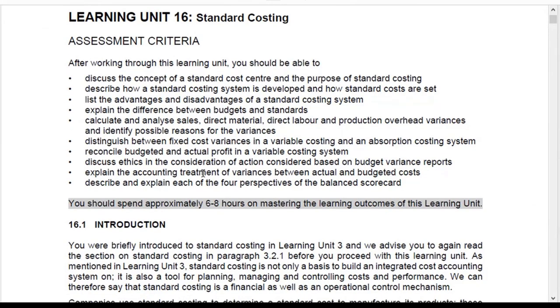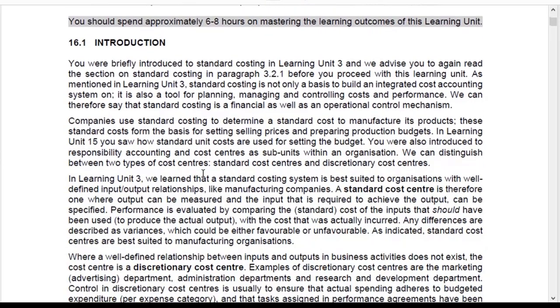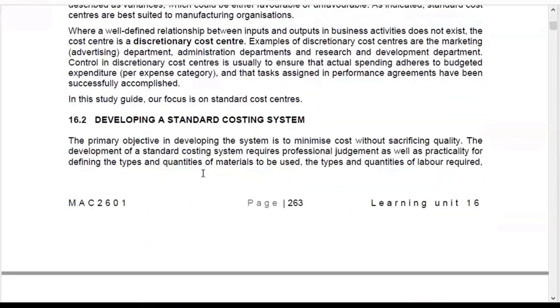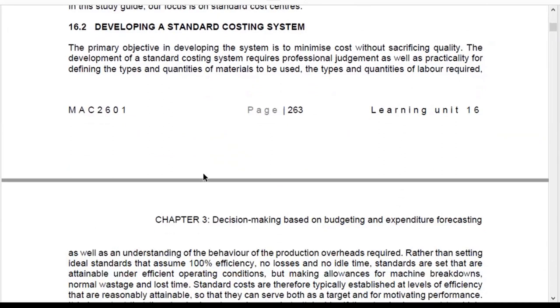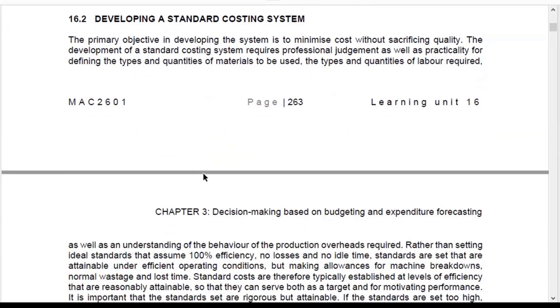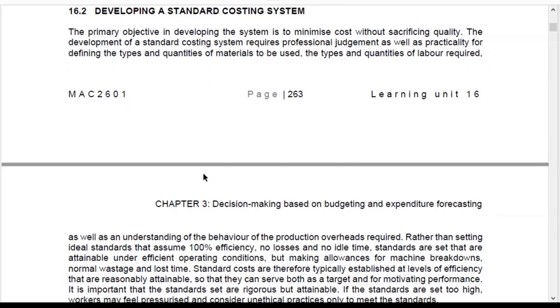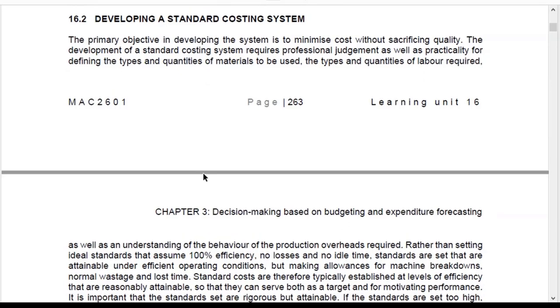Because standard costing, honestly, it's more of us getting those discussions that I've said as to why did you overspend? Why did you underspend? Because it's also a good thing to know why did you underspend, right? So that you can control your costs.